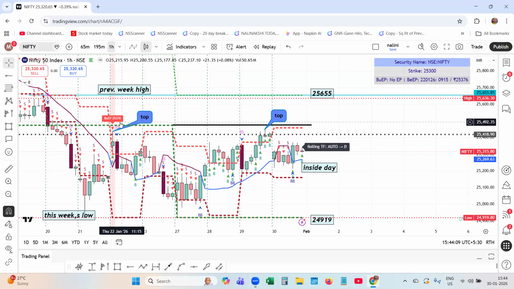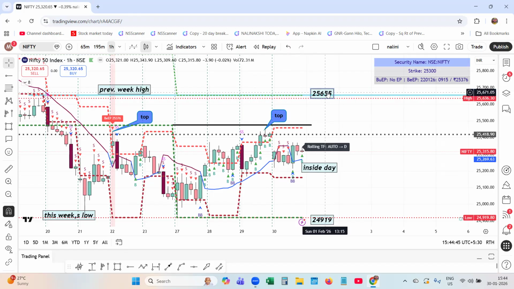Today was an inside day formation, so it is prior to high volatility on the budget day. You can anticipate high volatility because, as you can see over here on the hourly chart, this entire thing is an inside day. This is the previous day high and previous day low. The market stayed within the previous day high and previous day low.